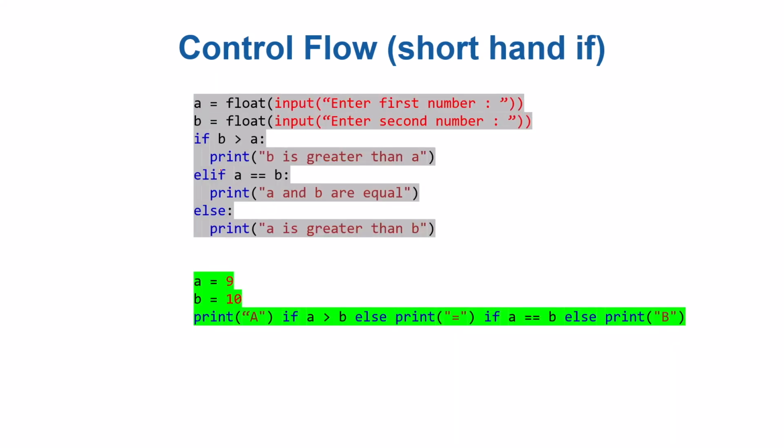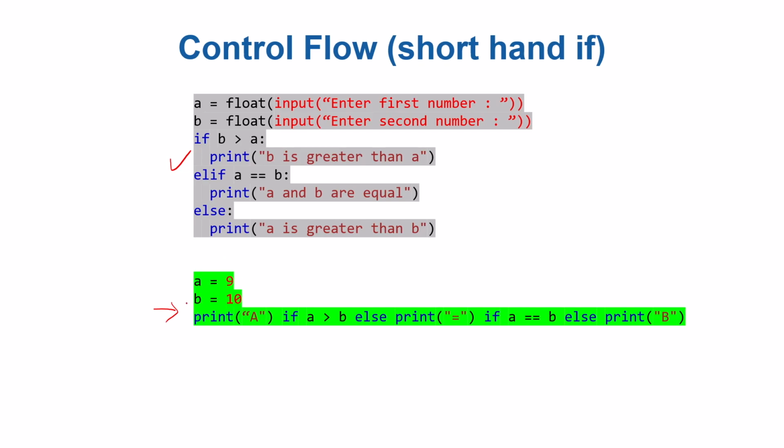Okay, one way of writing this if else kind of structure, there is a short form as well, which is written down here in this green color, for example. This is kind of the same code that we saw in the last video, but that's the short form.